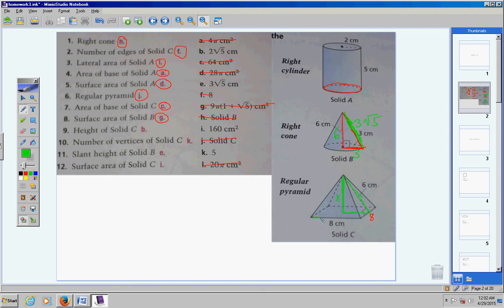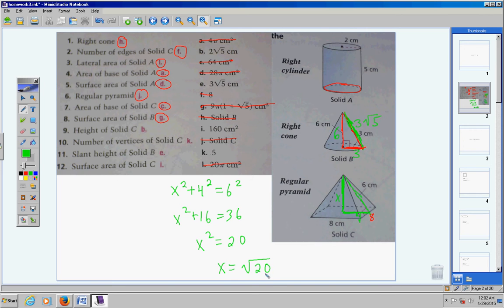Now this whole side is how long? 8. So that means this length from here to here is 4, half of 8. So I know the hypotenuse is 6, and one of the legs is 4, and I'm looking for another leg. So I have a leg squared plus a leg squared equals my hypotenuse squared. So I have x squared plus 16 equals 36. Subtract 16 from both sides. X squared equals 20. Take the square root of both sides. X equals the square root of 20.